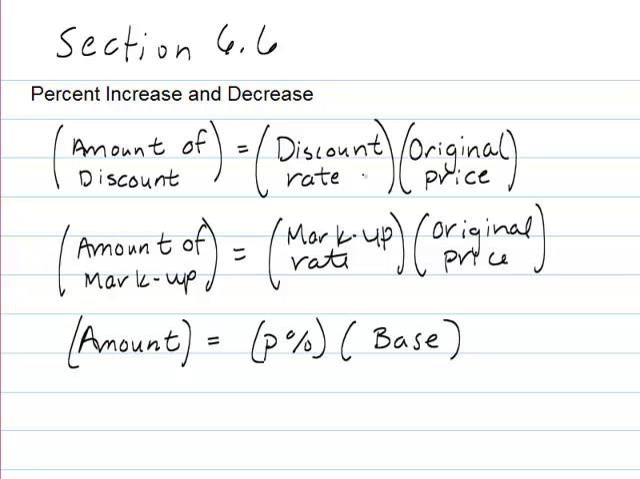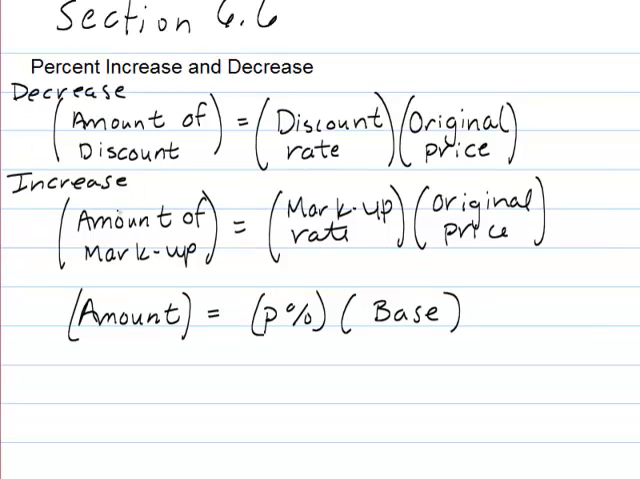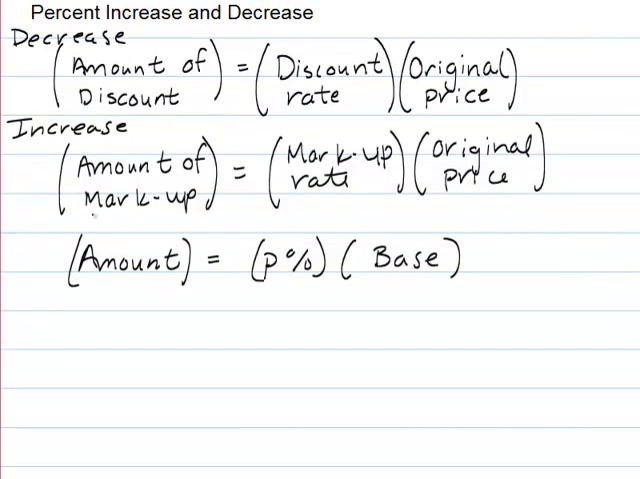Amount of discount equals the discount rate multiplied by the original price, and this is essentially a decrease in the cost when we have the amount of discount. And the amount of markup equals the markup rate multiplied by the original price, again still in the form of the percent equation, amount equals percent multiplied by base, but this one is an increase in the cost of something. So we have those two formulas already, we have seen those.